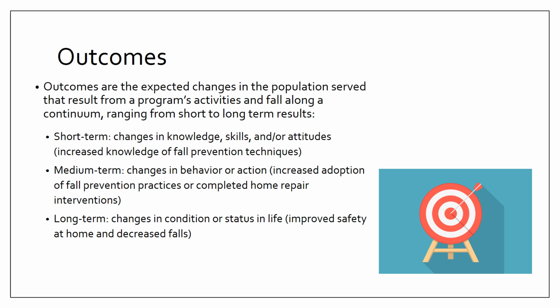Back to our fall prevention program, examples of outcomes. An example of a short-term outcome would be that individuals are expected to increase their knowledge of fall prevention methods. This change in knowledge is expected to lead them to actually adopting fall prevention practices or having completed home repair interventions. This behavioral or situational change represents the medium-term outcome. This, in turn, is expected to lead to an increase in safety in the home and a decrease in the number of falls, a long-term outcome of the program.